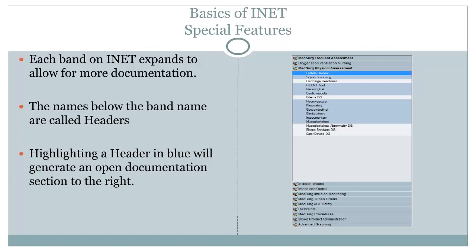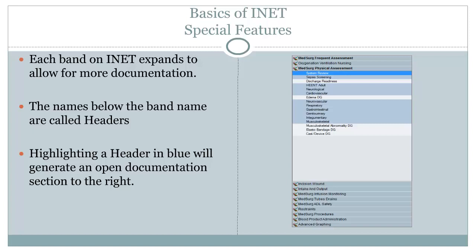When you open INET from the M page, you'll notice two columns of headers. One section is a view pane. On that view pane, if you look to the right on this slide, you'll see an example. There are bands. Each band on INET expands to allow for more documentation. The names below the band name are called headers. So if you're looking at Med-Surg physical assessment, everything below that, starting with system review, sepsis screening, discharge readiness, and so on, is a header.